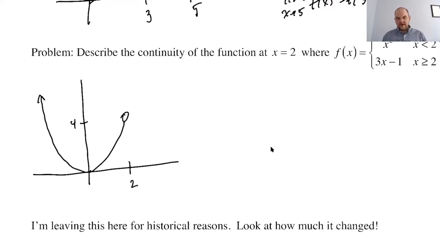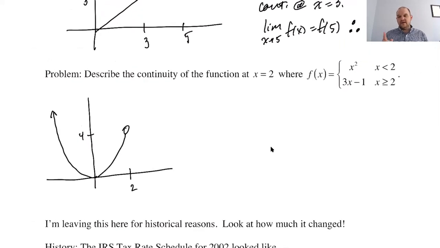Okay. And then the other definition is 3x minus 1 when x is greater than or equal to 2. So when I get to 2, I'll get 6 minus 1 is 5. And then 3x is your slope, so like really steep.